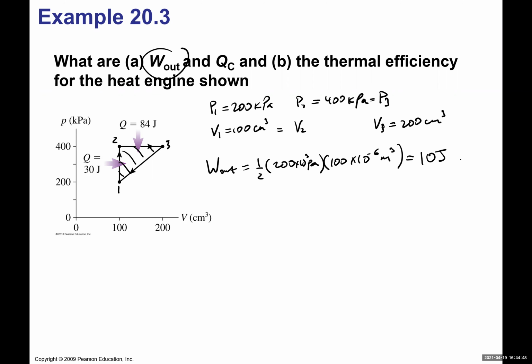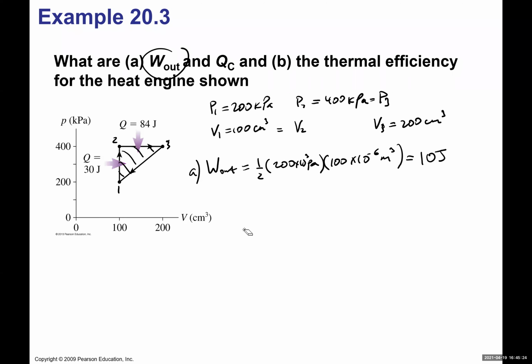Okay, that means for part A, the work done, because it's a repeating cycle, meaning you start from 1 and go back to 1, is the area enclosed by your processes. In this case, that is 10 joules. That's part A, which is the amount of work done.